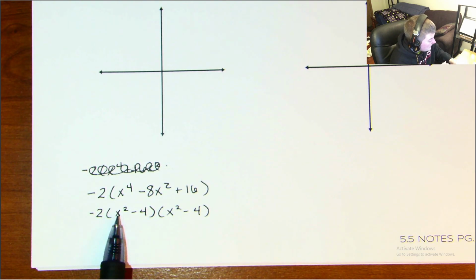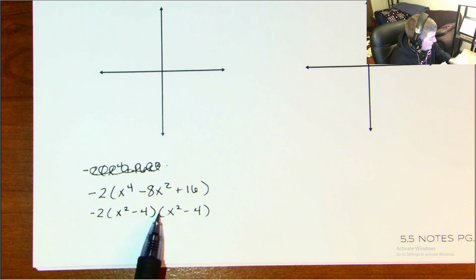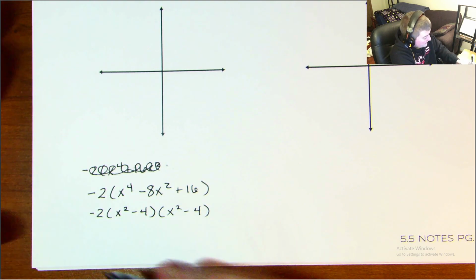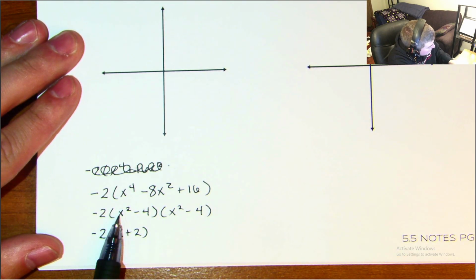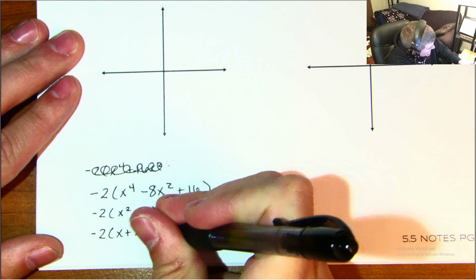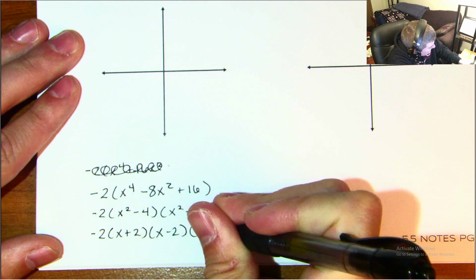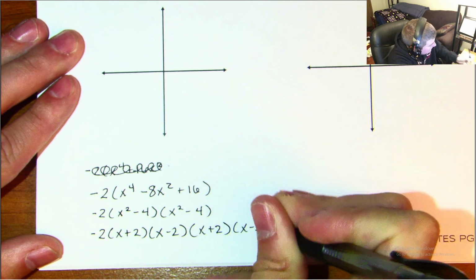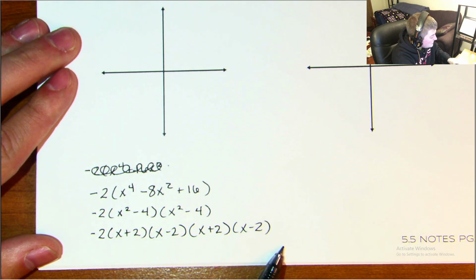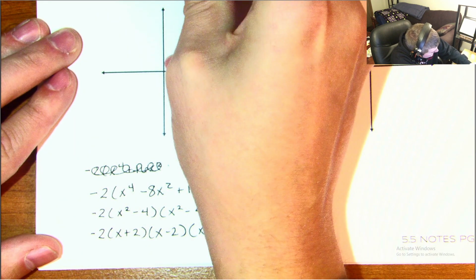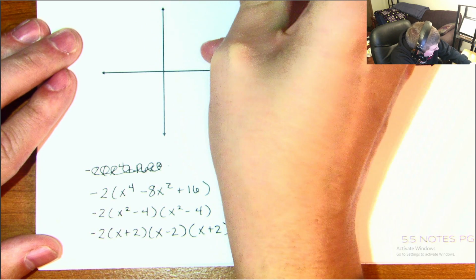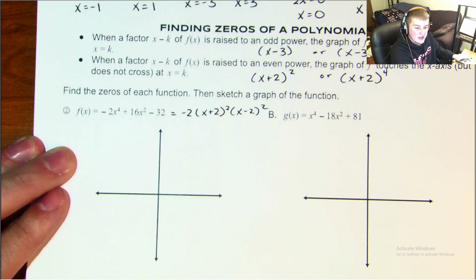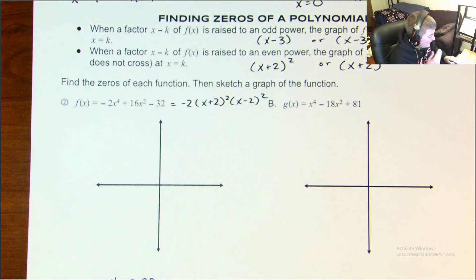Following my flowchart, I have 2 terms, so I need to look for special patterns, and this is a perfect square minus another perfect square. So this is going to factor into x plus 2, the root of x squared and the root of 4, times x minus 2. And this is going to factor into the same thing also. All I'm doing is following my flowchart. We have a bunch of repeated factors, so this is going to factor into -2 times x plus 2 squared times x minus 2 squared. All I did is rewrite my factors up here so I can go ahead and check out the graph.